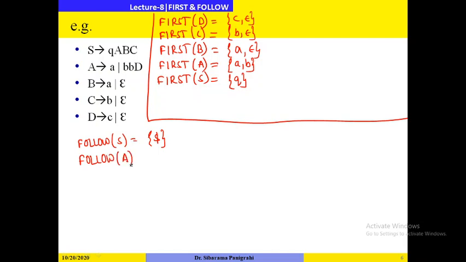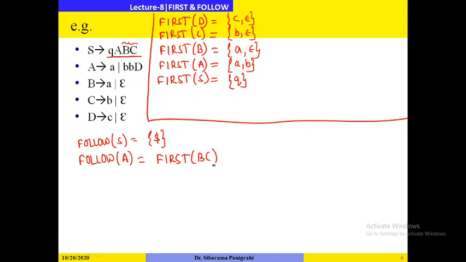A. So follow of A means what you have to see? You have to see the productions whose right hand side contains A. So here you see this is the production whose right hand side contains A. So what you will do? Follow of A equal to first of remaining, that is first of BC.